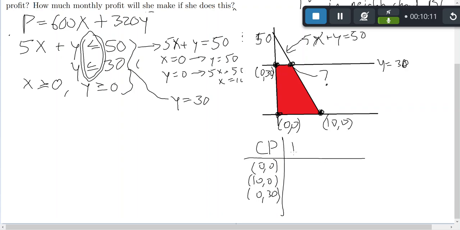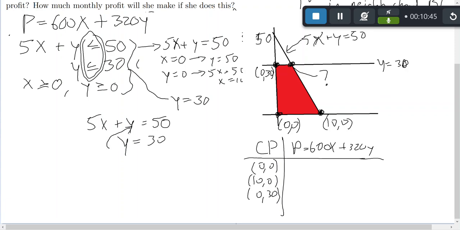In the next column, we're going to have P, which is 600x plus 320y, and we're going to calculate it for each of the corner points. But we have to find this unknown corner point. To do that, we need to solve the system 5x plus y equals 50, the equation for that slanted line, and the horizontal line simply has the equation y equals 30. This is pretty easy to solve because y is already found for us. We just take this y, plug it in for that y, and solve for x.